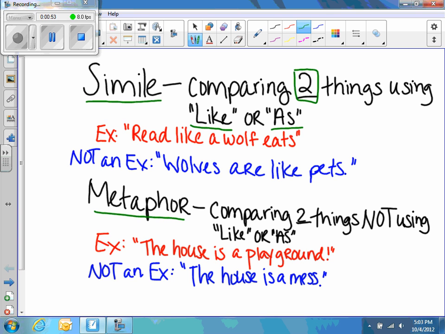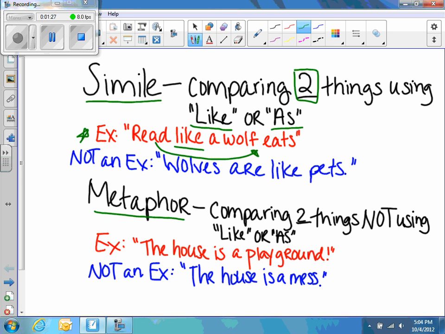So looking at our good example right here, we have read like a wolf eats. So we are comparing the reading to the wolf eating. That's the two things we're comparing. We're saying read like a wolf eats. So think about that. When you read that statement, what is the first thing that comes into your head? Wolf eating, they really go at it, they really tear it up. And that's what the author Gary Paulsen is referring to reading. We really need to go for reading. We really need to attack it, just like a wolf eats. So read like a wolf eats.